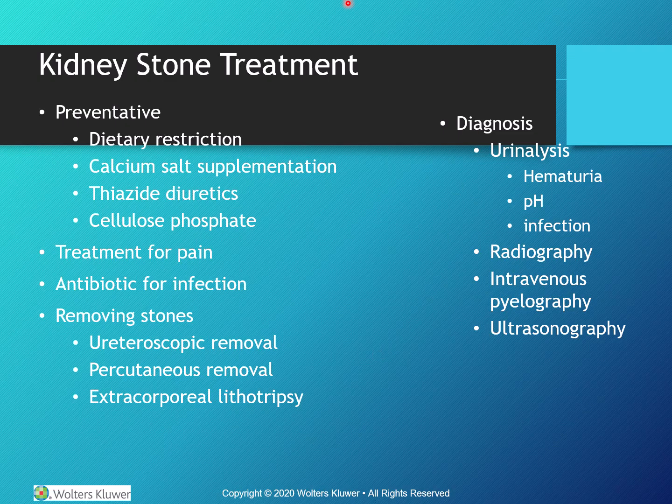If people do have stones that they're passing, we should try to collect those stones to analyze them. We do want to determine what type of component makes up that stone, because whether it's uric acid or calcium or magnesium, the treatment that we might use to prevent stones in the future is often very dependent on the type of stone that someone is developing.